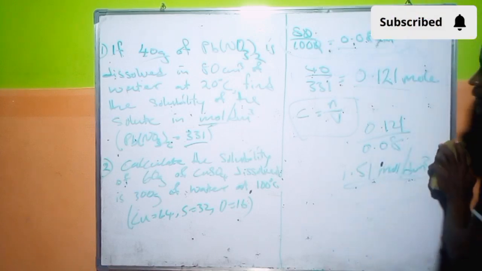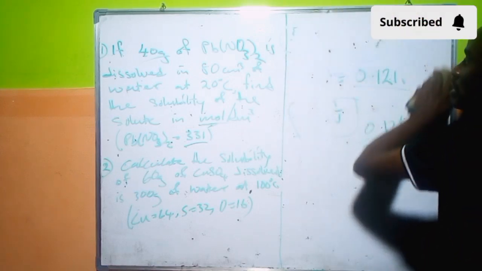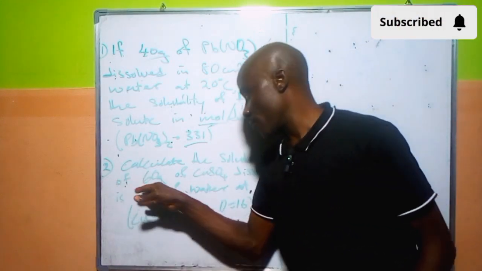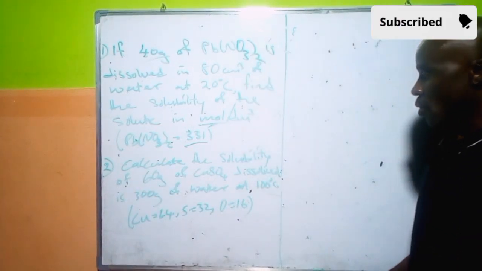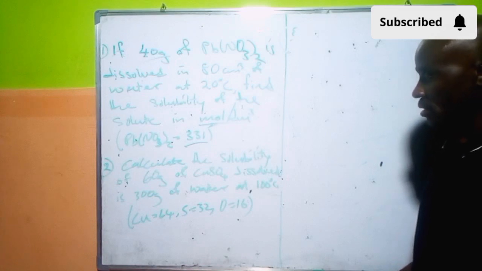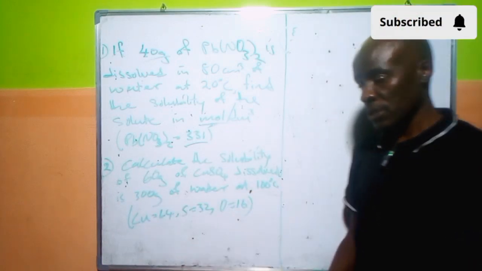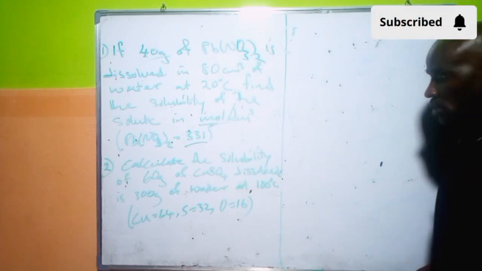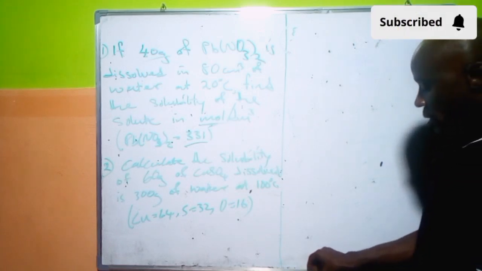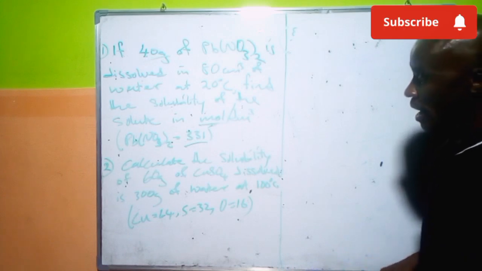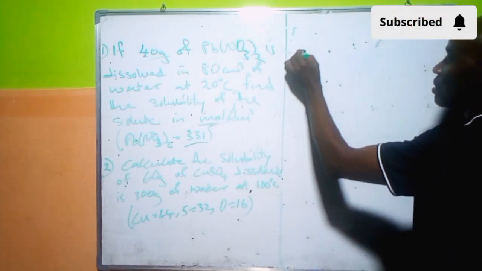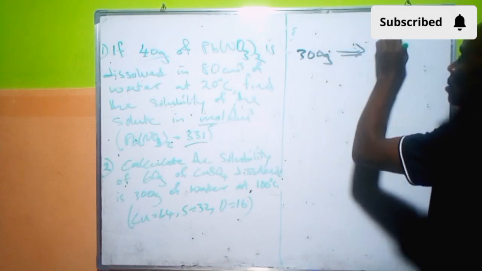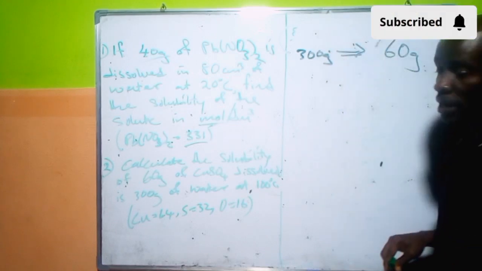So let's see how far we can go with this. The next one we have here: calculate the solubility of 60 grams of copper sulfate dissolved in 300 grams of water at 100 degrees Celsius. So what are we doing here now? In the same way, we look at it. It means that the water is what? Grams.